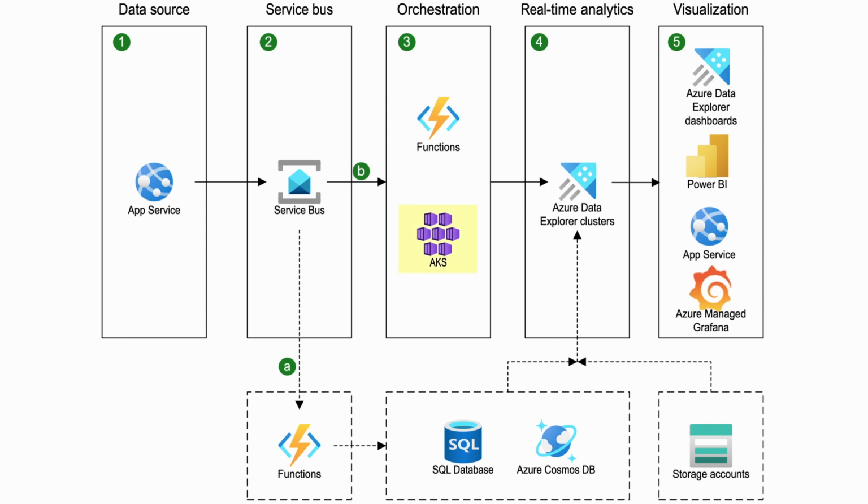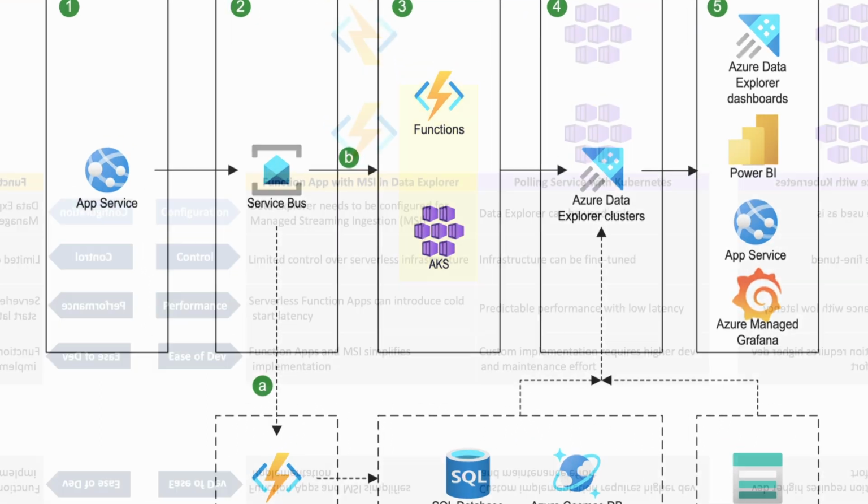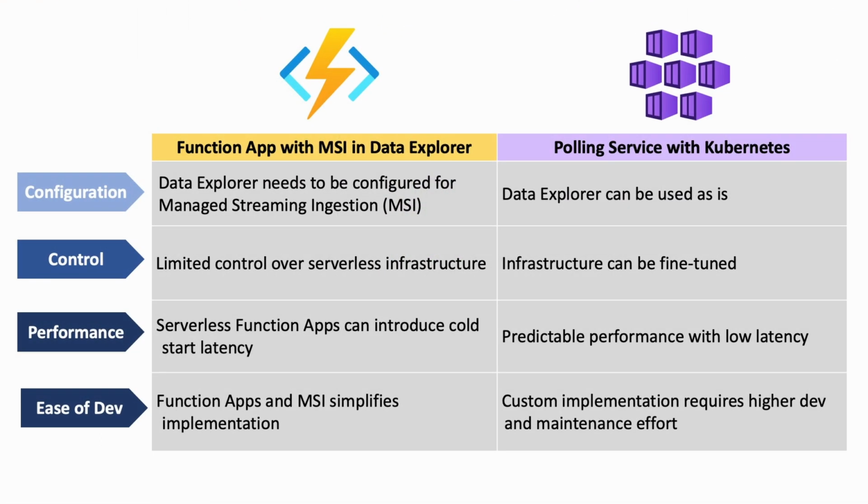AKS is a highly available, highly secure, and fully managed Kubernetes service for application and microservices workloads. Azure Data Explorer is a fast, fully managed, and highly scalable data analytics service for real-time analysis of large volumes of data that streams from applications, websites, IoT devices, and more. Both orchestration flows involve sending data to Azure Data Explorer in micro batches, but they differ in terms of the architecture, implementation, and considerations. So let's compare and contrast the two orchestration flows.